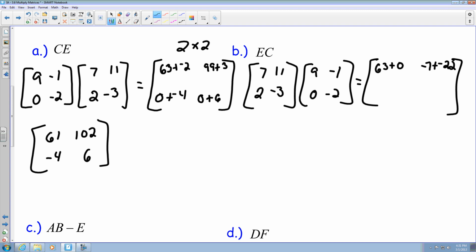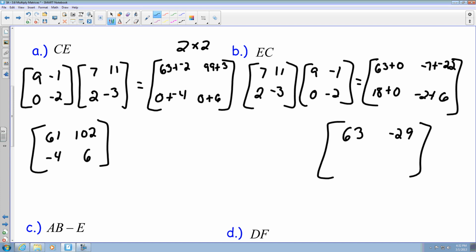This is row 2, column 1, so I'm using row 2 of E, column 1 of C, multiplying them together, so it gives me 18 plus 0. And then lastly, I have row 2, column 2. So I'm using row 2 of E, column 2 of C. So that gives me negative 2 plus 6. So when I add these together, I get 63, negative 29, 18, and 4. And as you look, these two matrices are not the same.